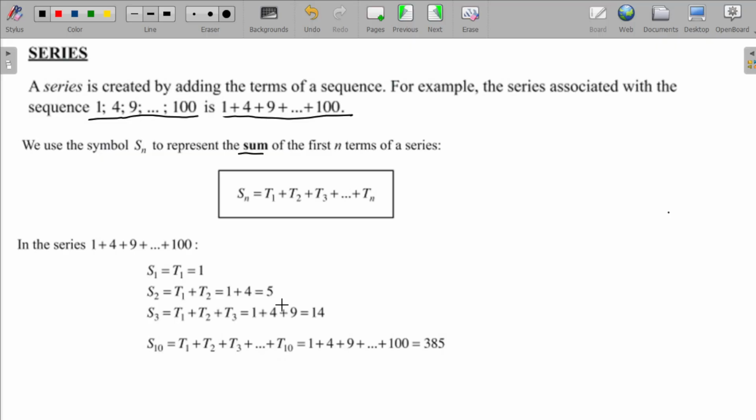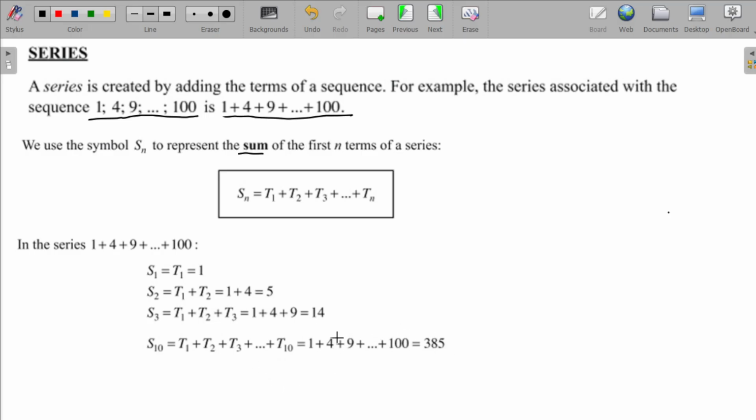And then the sum of the 10th term, S10, is basically term number 1 plus term number 2 plus term number 3, 4, 5, 6, 7, 8, 9, 10, and so on. They didn't put those terms here, which is why they put these three dots until term number 10. That is basically 1 plus 4 plus 9 plus all the terms in between up to this last term, which is 100, which gave us this 385.